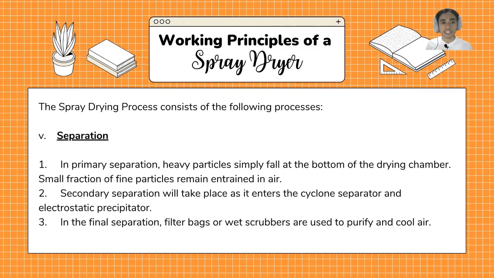Then, in separation, first, in primary separation, heavy particles simply fall to the bottom of the drying chamber. A small fraction of fine particles remain entrained in the air. Next, secondary separation takes place as the air enters the cyclone separator and electrostatic precipitator. In the final separation, filter bags or wet scrubbers are used to purify and cool the air.